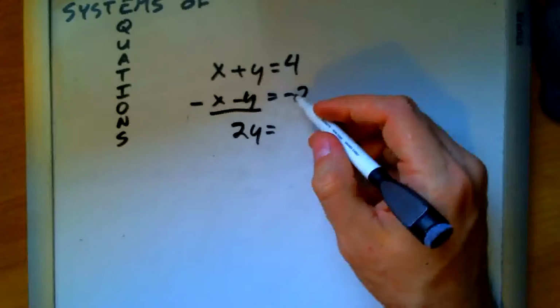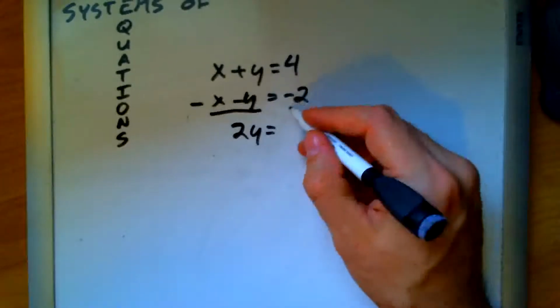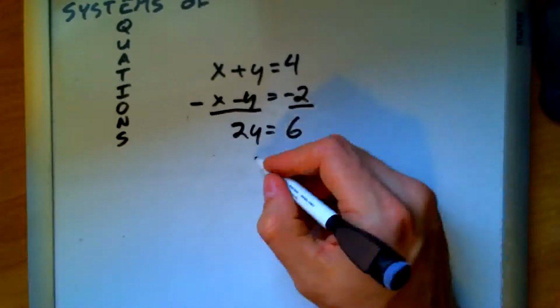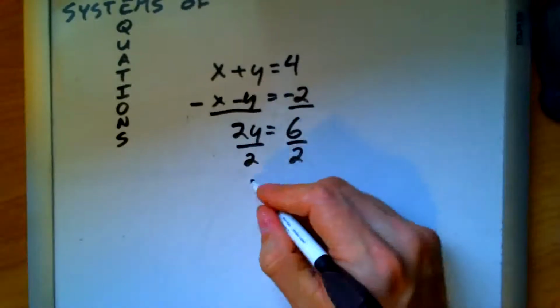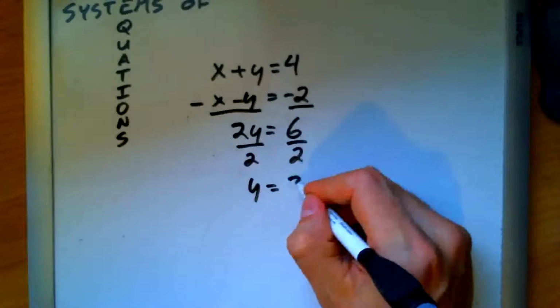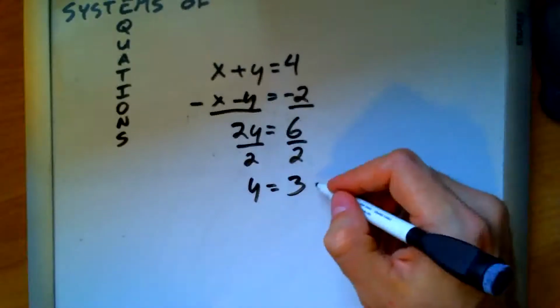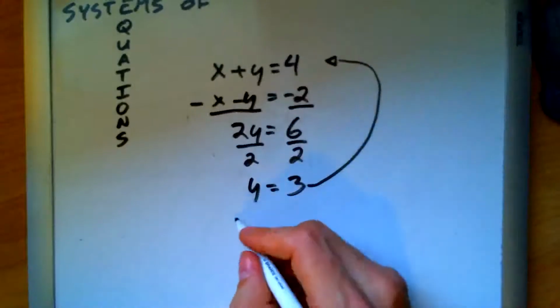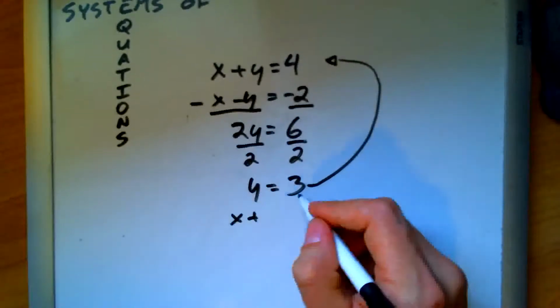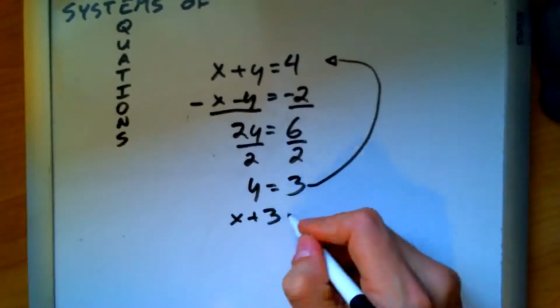And 4 minus negative 2 will be 6. Again, I can isolate by dividing by 2. So I have y equals 3. Now either way you do this, when you have one variable left, we're going to take it and plug it back into one of the equations from before to find out the other variable.